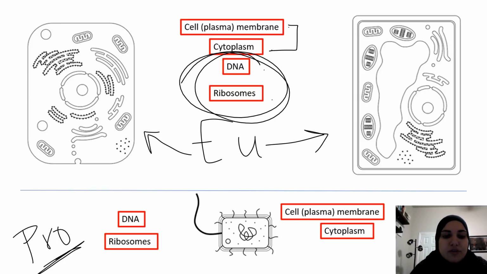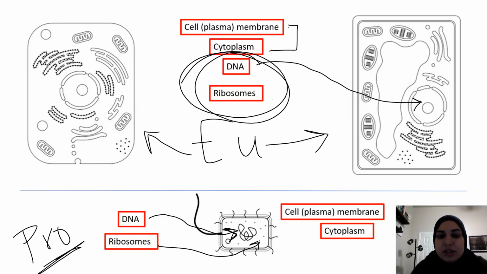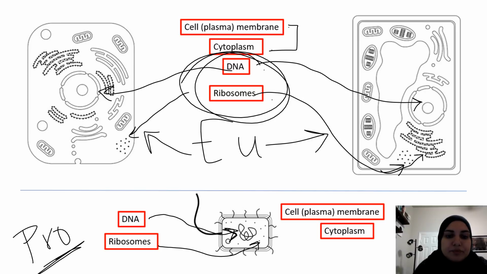Just as a quick reminder, for DNA in prokaryotes, it's floating in the cytoplasm. They don't have a nucleus. They don't have organelles. Ribosomes are also just floating in the cytoplasm. Those are the little dots. In eukaryotes, they're complex. They keep their DNA in a nucleus, and their ribosomes are the little dots that are either free-floating or they are bound to the endoplasmic reticulum. So they are either bound or they're free-floating in the cytoplasm.